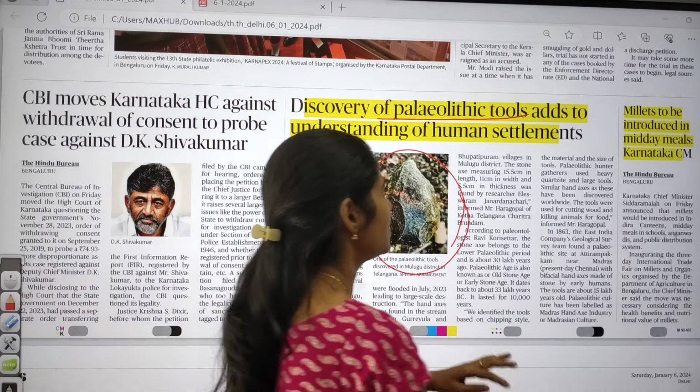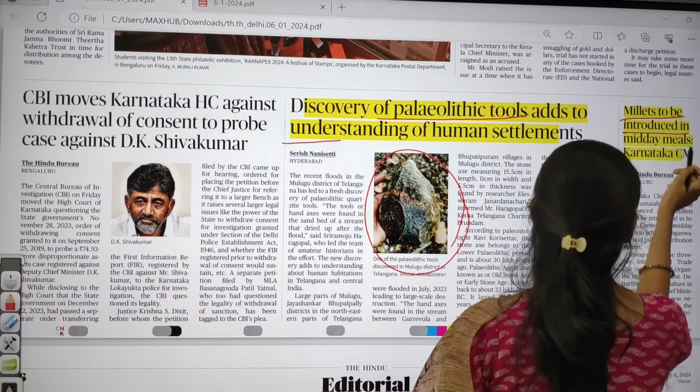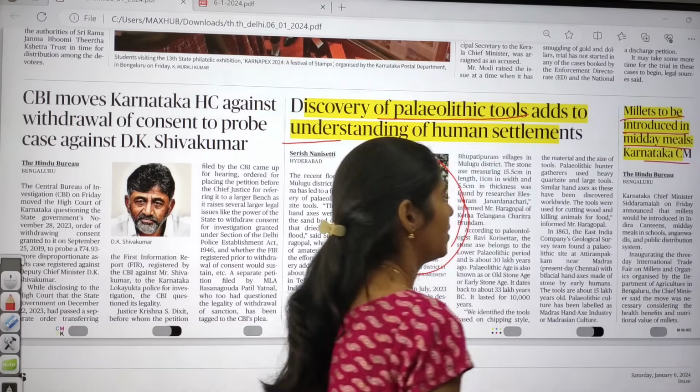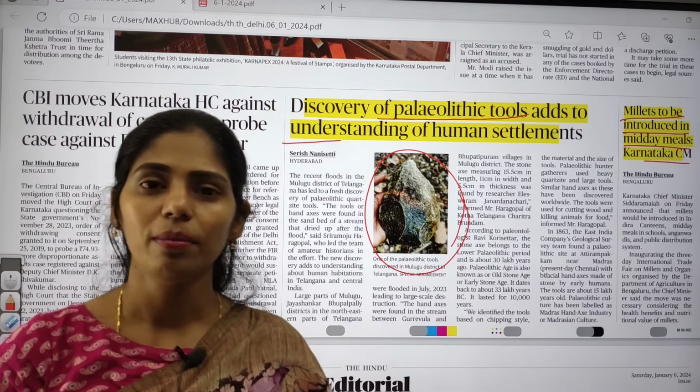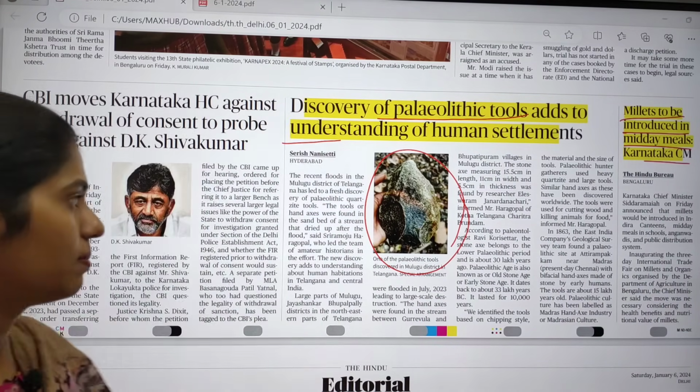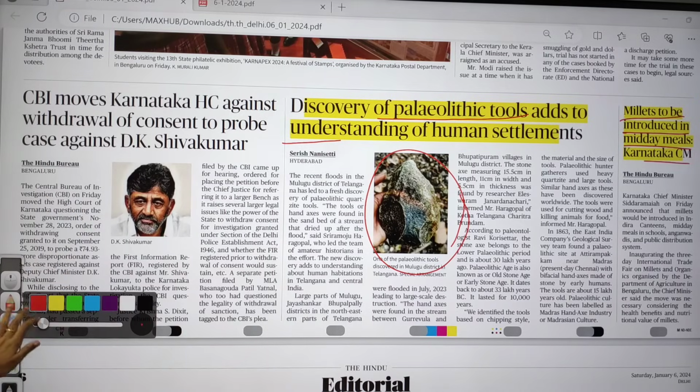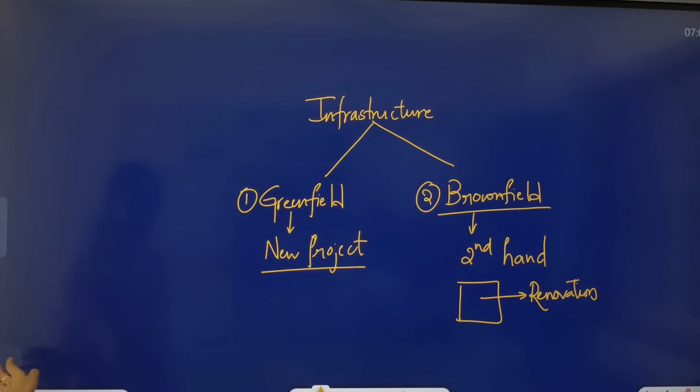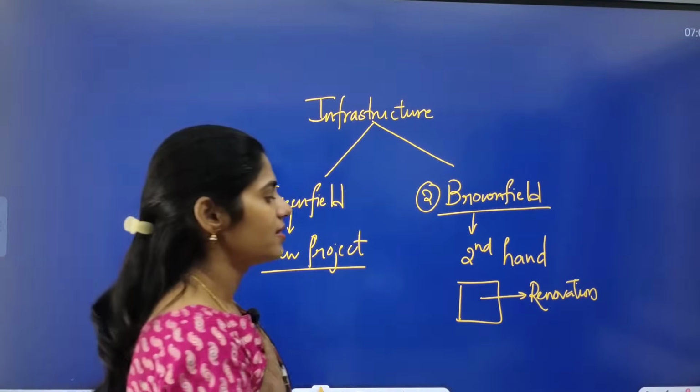The next topic here is millets to be introduced in midday meals, says Karnataka CM. The government wants to introduce millets in midday meals. It is a very important topic. Why? Because we are facing a lot of issues. I will give you the dimensions so that you will think about that and feel that yes, this topic is utmost important. The article is very small, only this much, but the background is very big. So now let us see that.